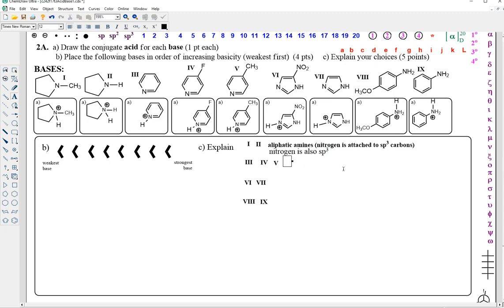This next category, pyridine derivatives. Third category, imidazole derivatives. And the fourth category, aniline derivatives.